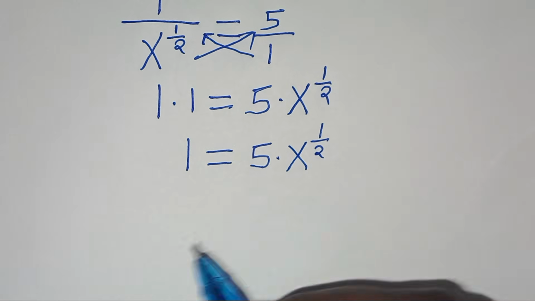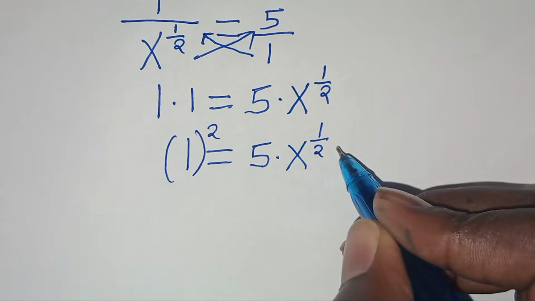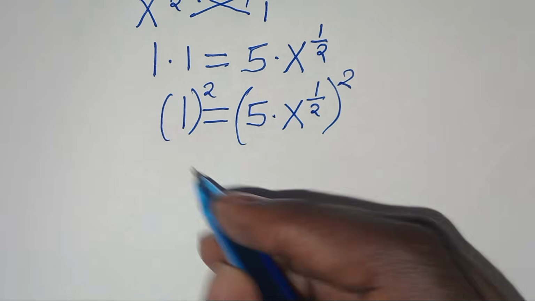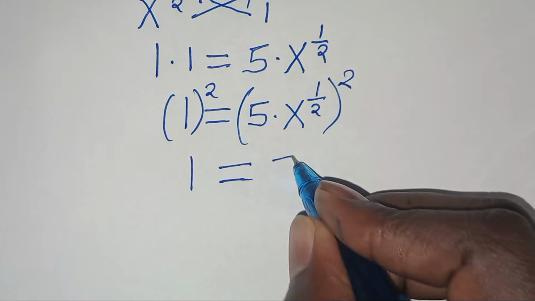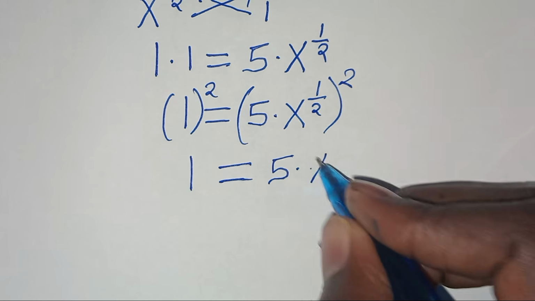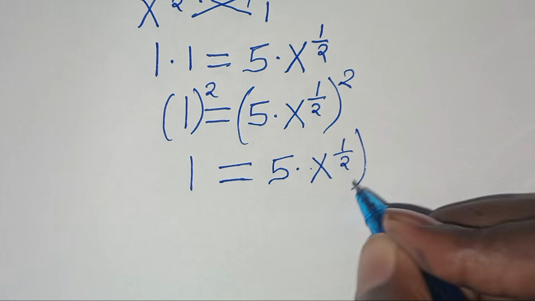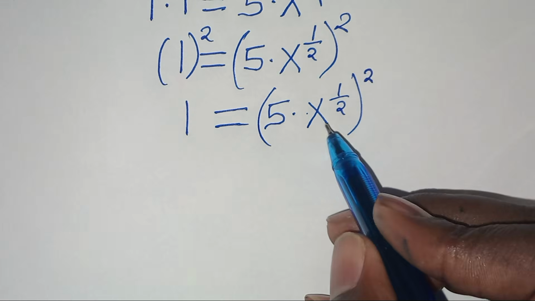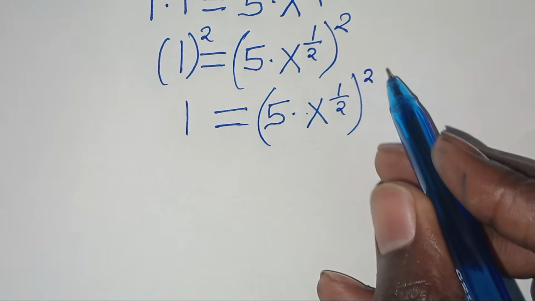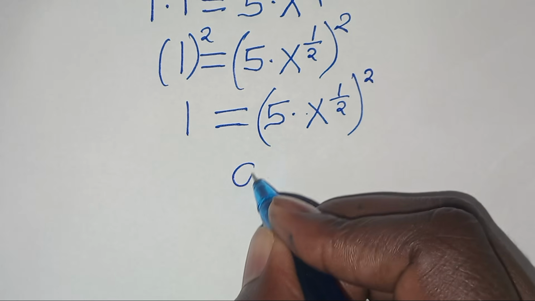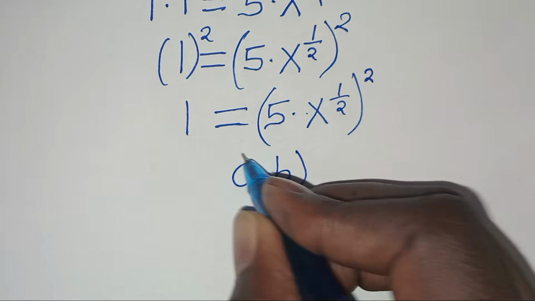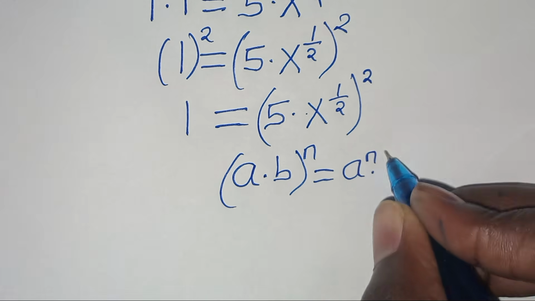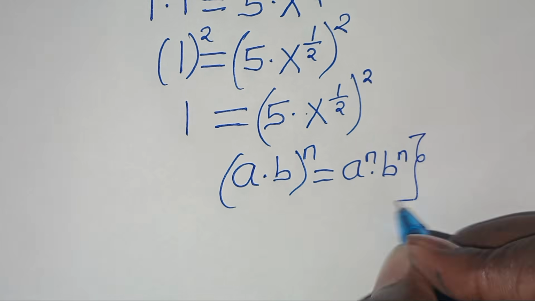The next step from here, let's square both sides. Now 1 squared is 1, which is equal to 5 multiplied by x raised to the power of a half, then raised to the power of 2. We have that 5 times x raised to the power of a half, raised to the power of 2, is in the form of a times b raised to the power of n, which we can express as a to the power of n multiplied by b to the power of n.